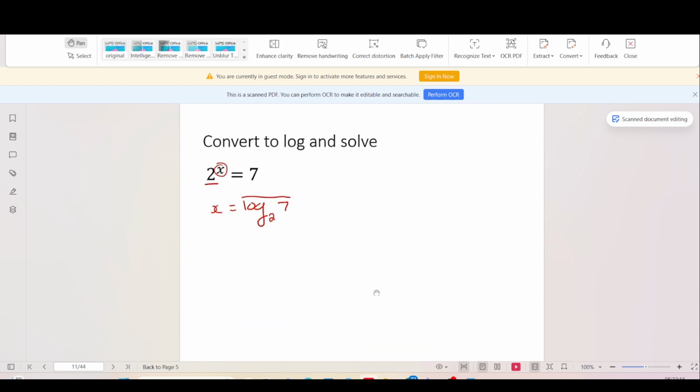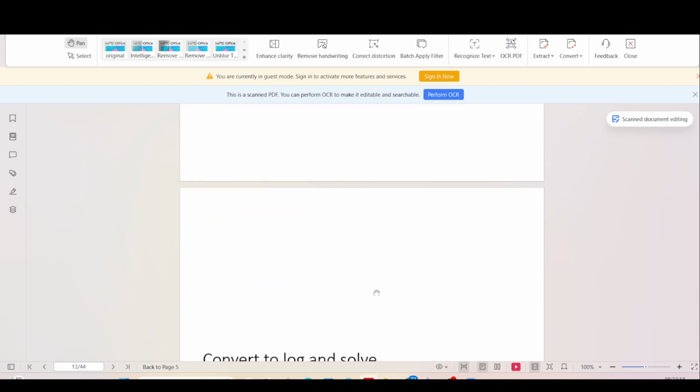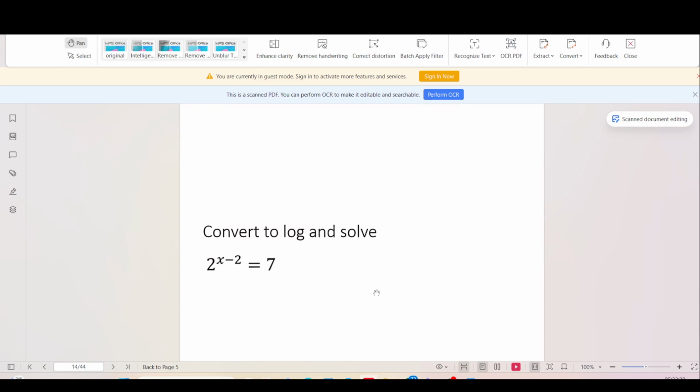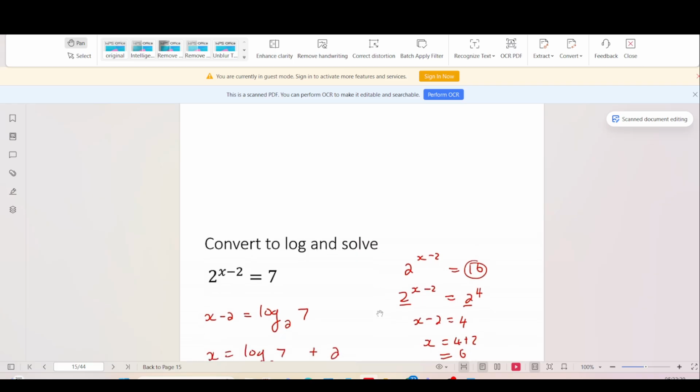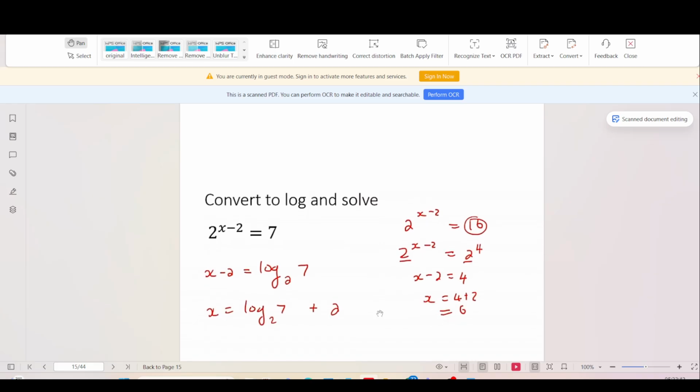So I will ask this one also. Convert this into log. 2 to the power 7 equals x minus 2. So whatever 2 to the power 7 minus 2 is x. Yeah.